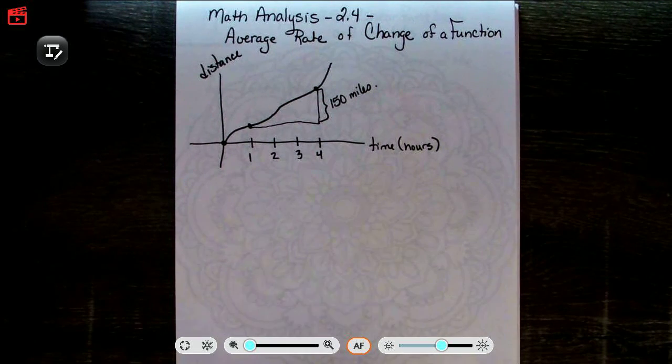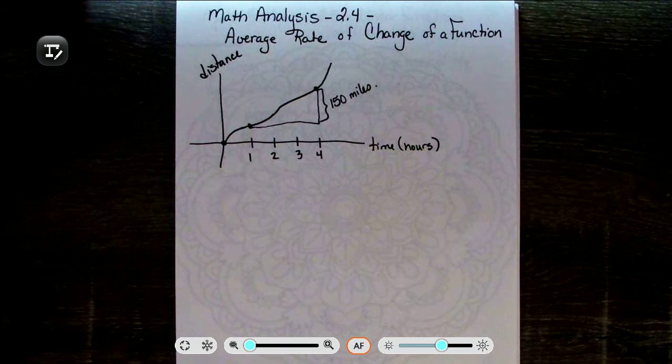Hi everyone, we are going to tackle 2.4. 2.4 only has one little topic in here, but it is a very important start to something that will grow as you go through mathematics. And that is the average rate of change of a function.